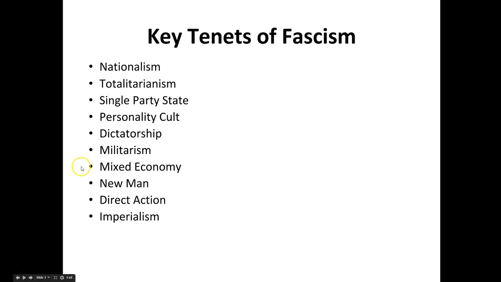They believe in a mixed economy, which is some government involvement, but it's not socialism, it's not communism, but it's also not free market capitalism. So they believe the government should be involved, but the government should be involved to increase the economy, and they don't really care about the workers. They're not really interested in helping the workers. They're just interested in making money.